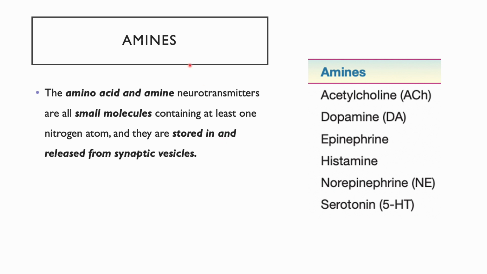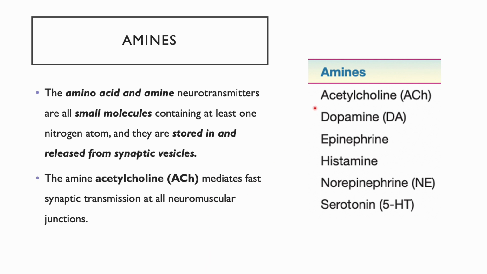So, the amino acid and amine neurotransmitters are known as small molecules. They contain at least one nitrogen atom, and they're stored and released from synaptic vesicles. It's really important to note that small molecules are different from neuropeptides or peptides. Remember, that's the third type of neurotransmitter that we haven't gotten to yet. But these are small molecules, so they can be stored in synaptic vesicles, whereas peptides and neuropeptides are stored differently, and we're going to talk about that later on.